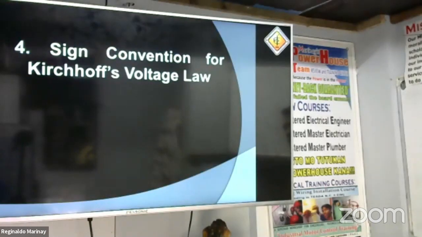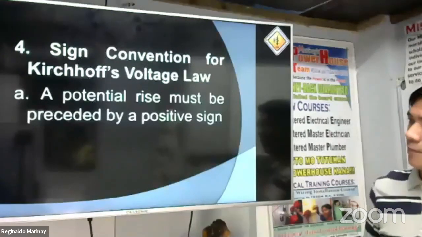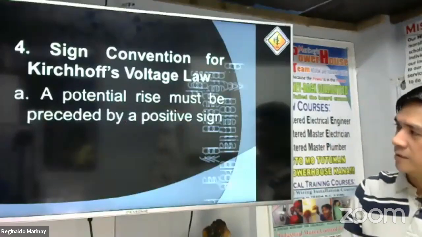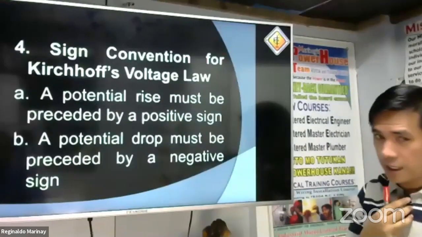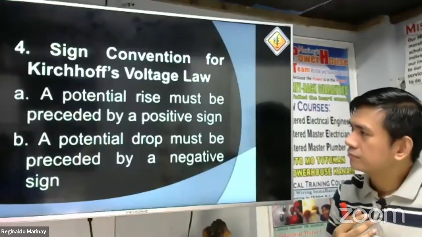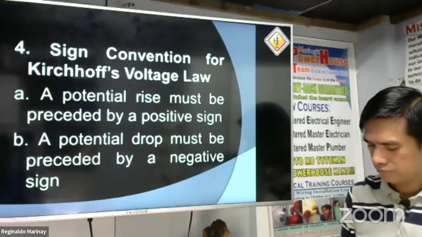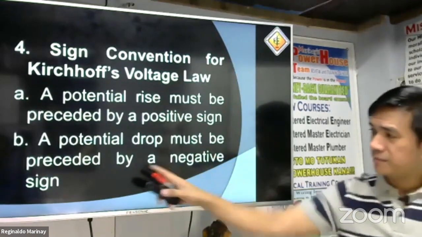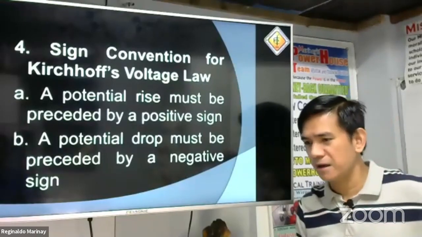There is a sign convention for Kirchhoff's voltage law. A potential rise must be preceded by a positive sign. So we have a positive sign for the potential rise. Then a potential drop must be preceded by a negative sign.